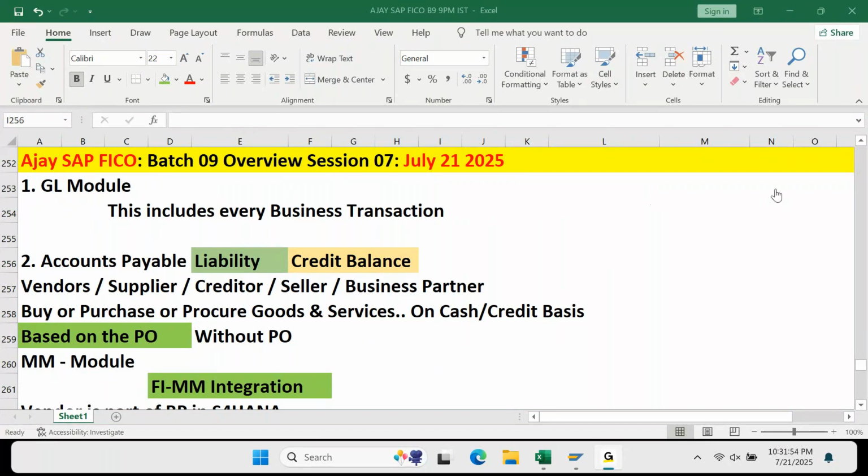Sir, is cash journal the same as petty cash, like small payments? Yeah, that only. Petty cash. Same thing, alternative name. Okay, sir. Thank you, sir.